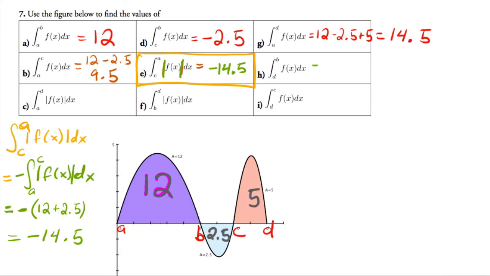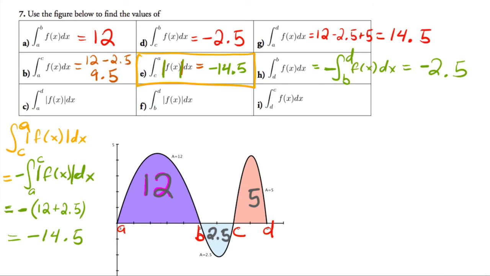Now the next one, again, from d to b, you have to flip it, make it negative from b to d of f of x dx. And that is going to equal, now this one you do count the 2.5 as negative. So you have 5 minus 2.5, that's 2.5. But then you have this negative sign out here. So this whole thing is going to be negative.